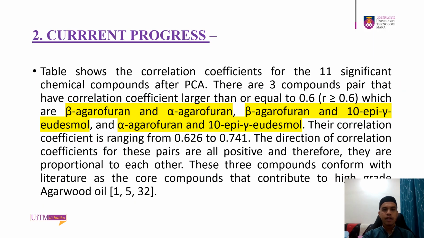So for the current progress, there are three compound pairs that have a correlation coefficient larger than or equal to 0.6: beta-agarofuran and alpha-agarofuran, beta-agarofuran and 10-epi-eudesmol, and alpha-agarofuran and 10-epi-eudesmol. Their correlation coefficients range from 0.626 to 0.741. The direction of correlation for these pairs is all positive, and therefore they are proportional to each other.